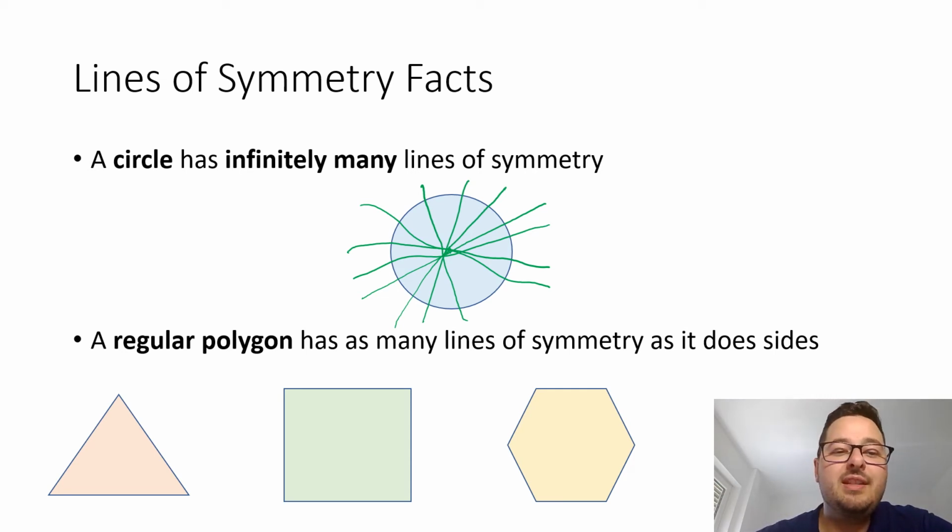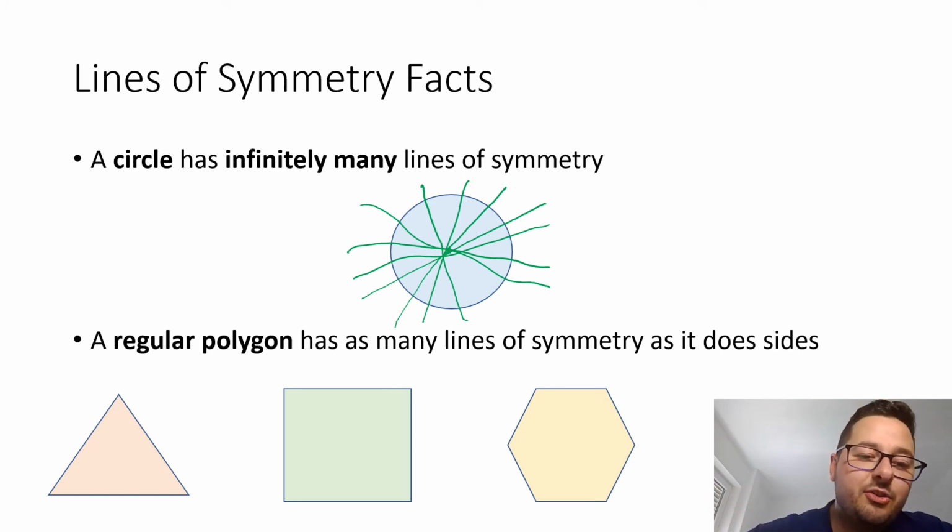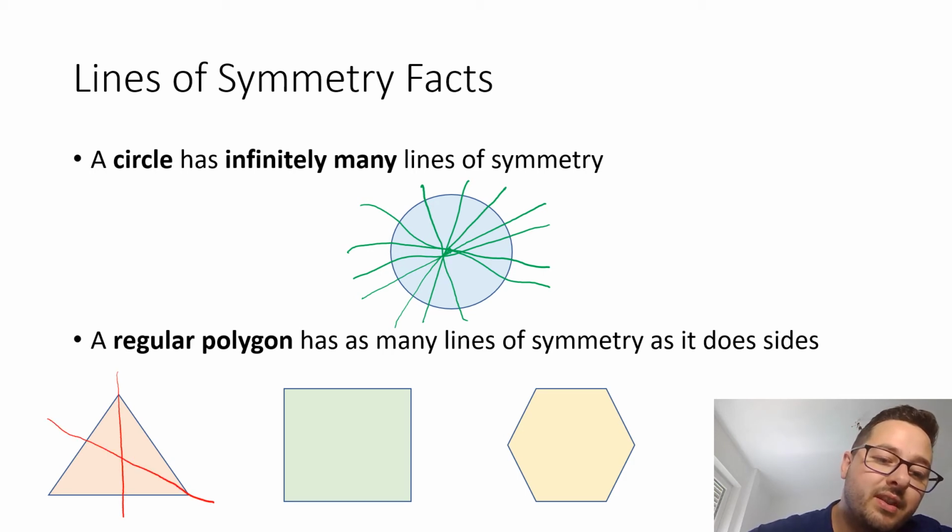And the next one is that a regular polygon has as many lines of symmetry as it does sides. So before we had a regular pentagon, and that has 5 sides and it has 5 lines of symmetry. And that's the same with any regular polygon. So a regular polygon is a shape that has all of its sides the same. So this is a triangle. It's got 3 sides, so it'll have 3 lines of symmetry. It'll have one there, it'll have one there, and it'll have one there.